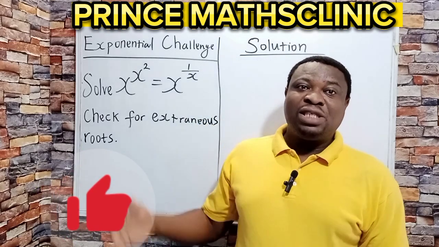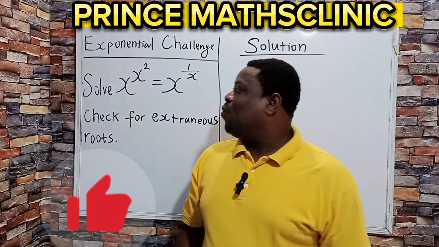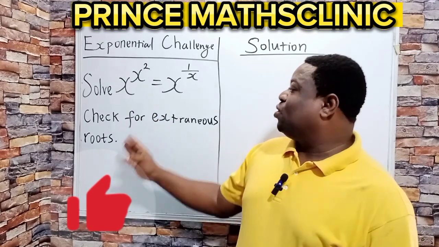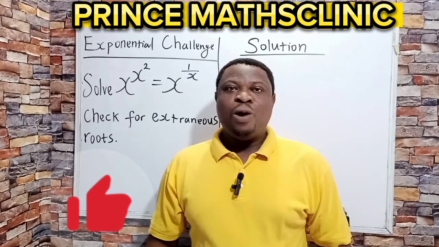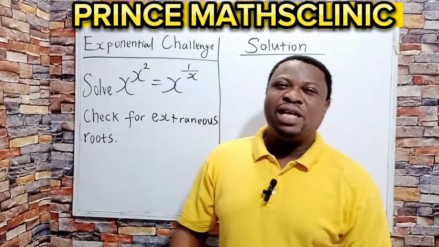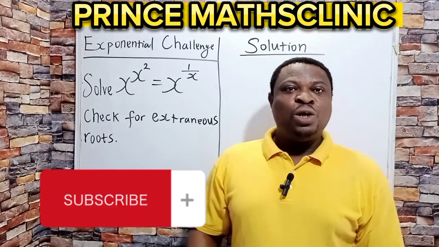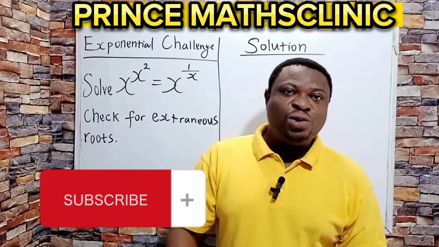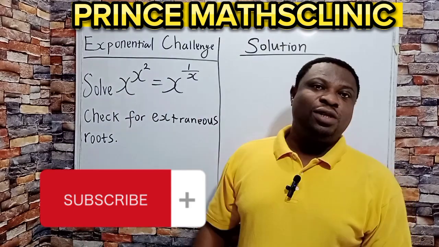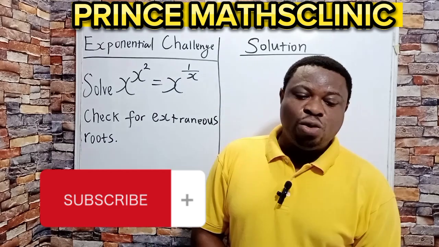Here we have a very interesting challenge before us. Looking at this question, we are asked to solve for the value of x and to check for extraneous roots. By extraneous, we mean solutions that are not relevant to the equation. So at the end of our solution, we shall be substituting the values we have obtained for x to see if they will fit into the equation. So let's go right into the solution.